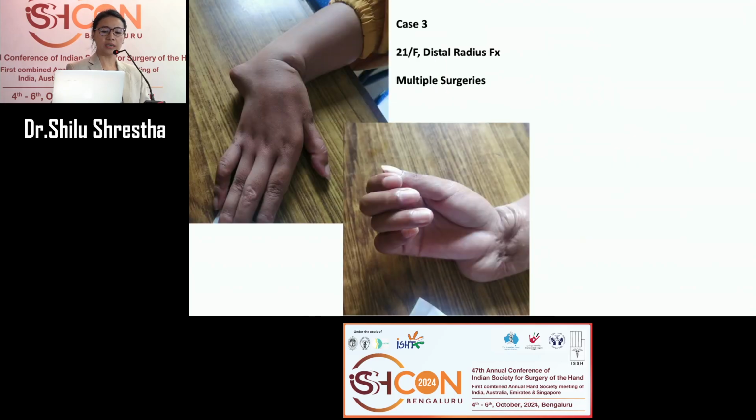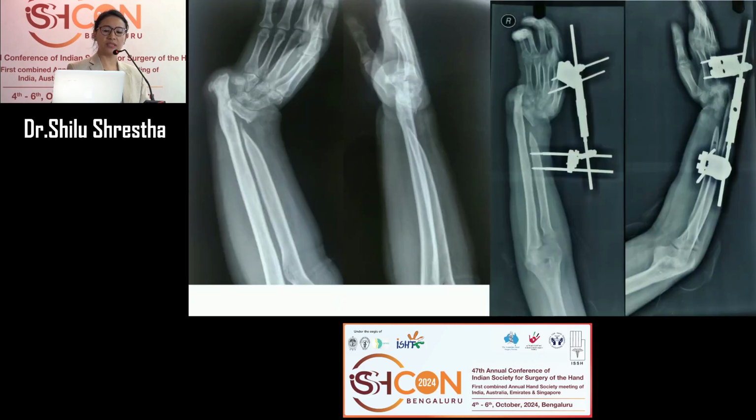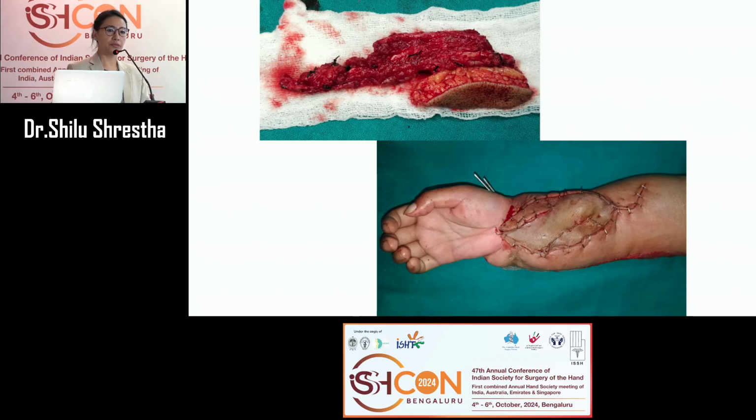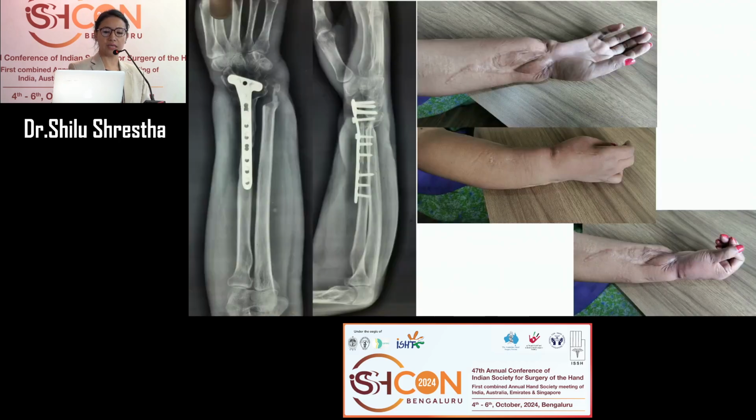A 21-year-old lady with a distal radius fracture. It was an open distal radius fracture. She underwent multiple surgeries and presented to us with a gap non-union of the distal radius with deformity. We stretched the soft tissue with the external fixator and later fixed it with a free fibula graft with partial arthrodesis of the wrist, and these are her clinical pictures at 1 year.